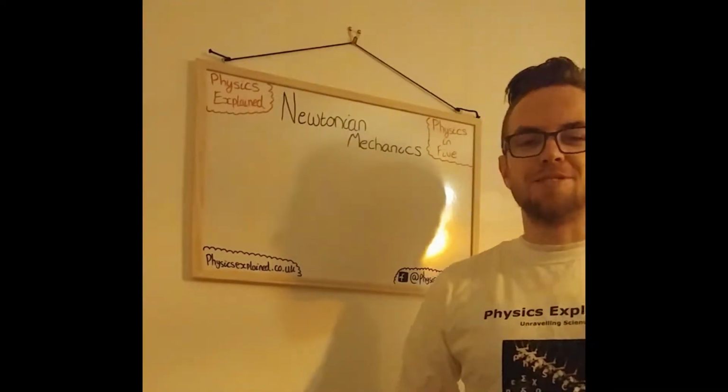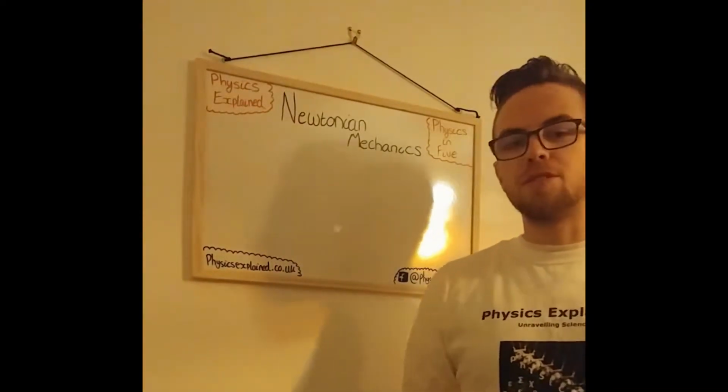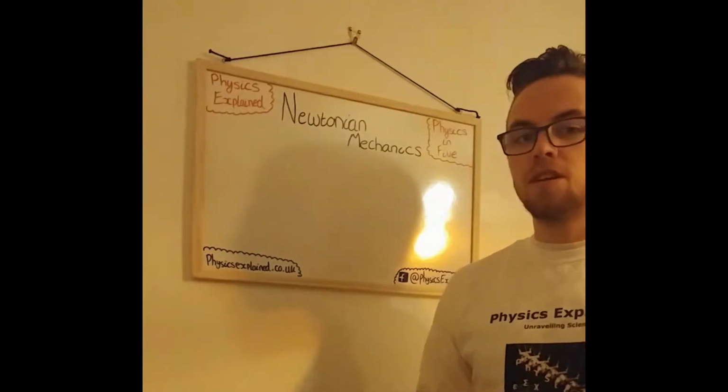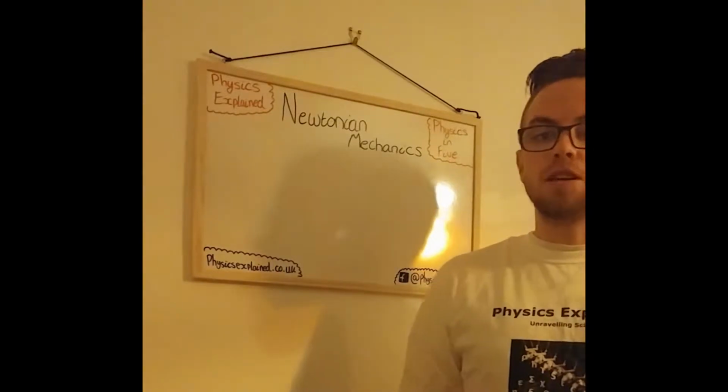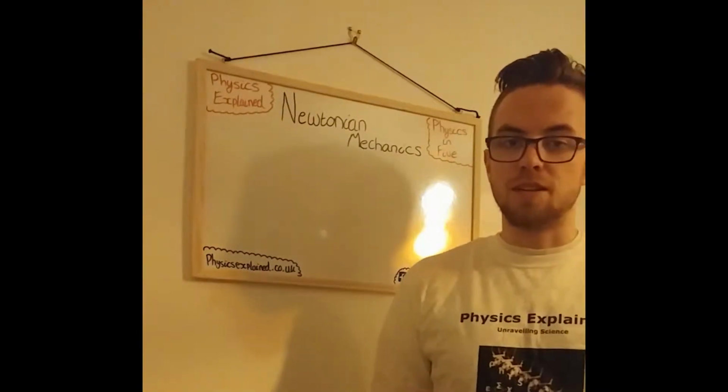Welcome back to another episode of Physics Explained, and today we're back with another Physics in 5. As you can see on the board, we're starting our Newtonian Mechanics series now, and to begin with, we're going to be looking at 1D kinematics. So let's get started.